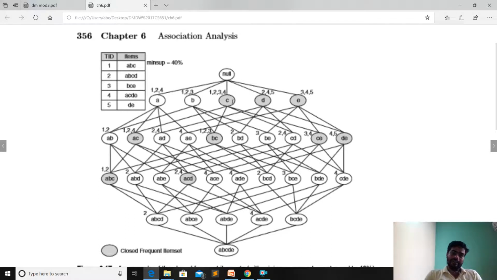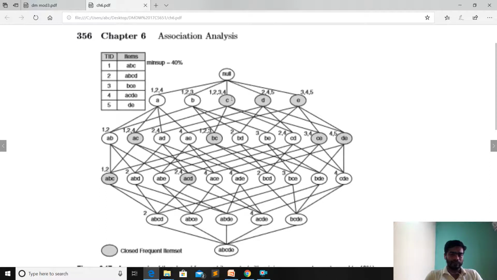Now how is C a closed item set? Let us see, C has occurred in 4 transactions: 1, 2, 3 and 4. Now wherever C is involved, AC has occurred in only 3 transactions, and here also in 3 transactions, and then here in 2 transactions, here in 2 transactions and here also in 2. So C has occurred in 4 transactions, and all the remaining supersets have 3, 3, 2, 2 and 2. So C is a closed frequent item set.